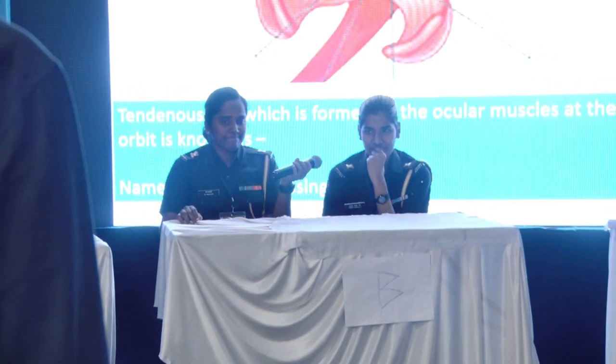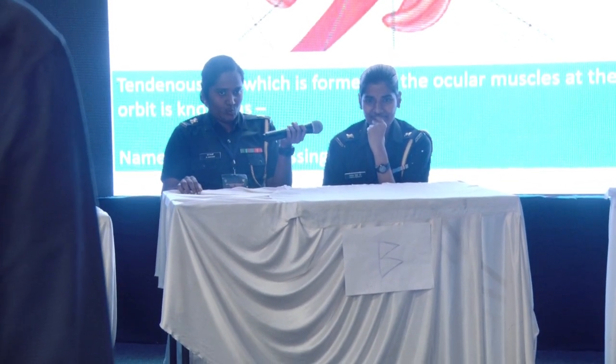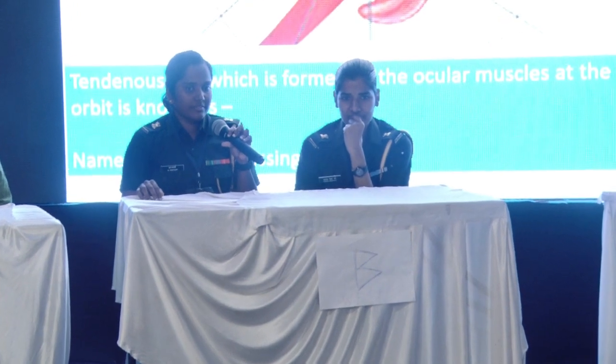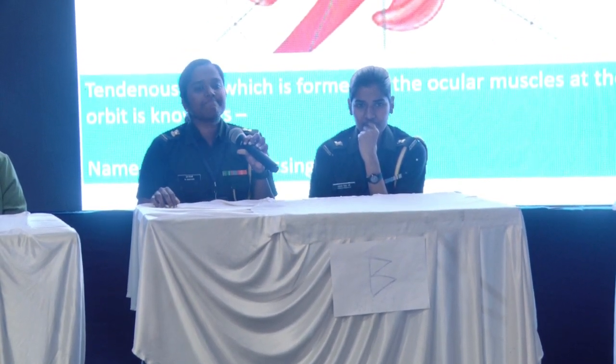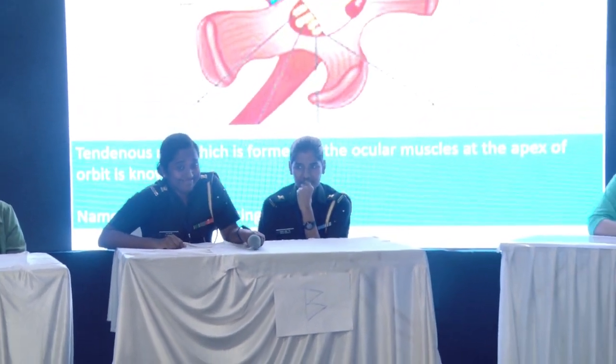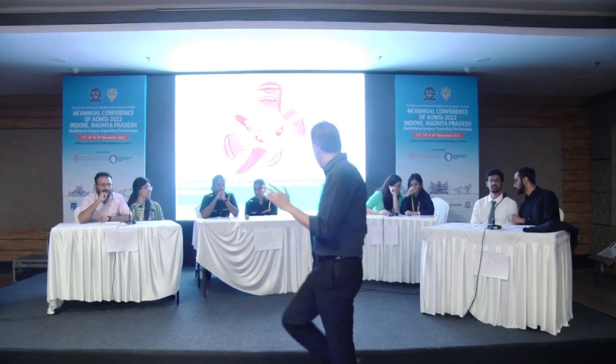Perfect, you got it right. The first question: you need to name 3 structures which pass through the tendinous annulus of Zinn. Optic nerve, ophthalmic artery, complete it, you can still answer. Will I get negative marking if I say this?